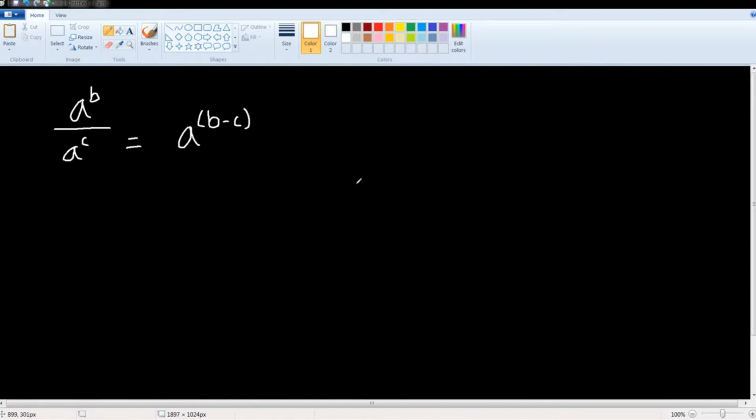Well, I'll show you. Let's do an example. So if we have a to the cubed divided by a squared, according to this rule, I should have b minus c, in other words, 3 minus 2, or a to the third divided by a to the second is a to the 3 minus 2, or in other words, this should be a to the 1, or just a.